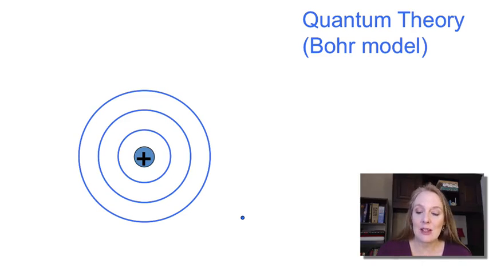Which of these 2 electrons, electron A or electron B, is at higher energy? So here's 2 spots where the electron could be, A and B. Which of those 2 electrons is higher in energy?